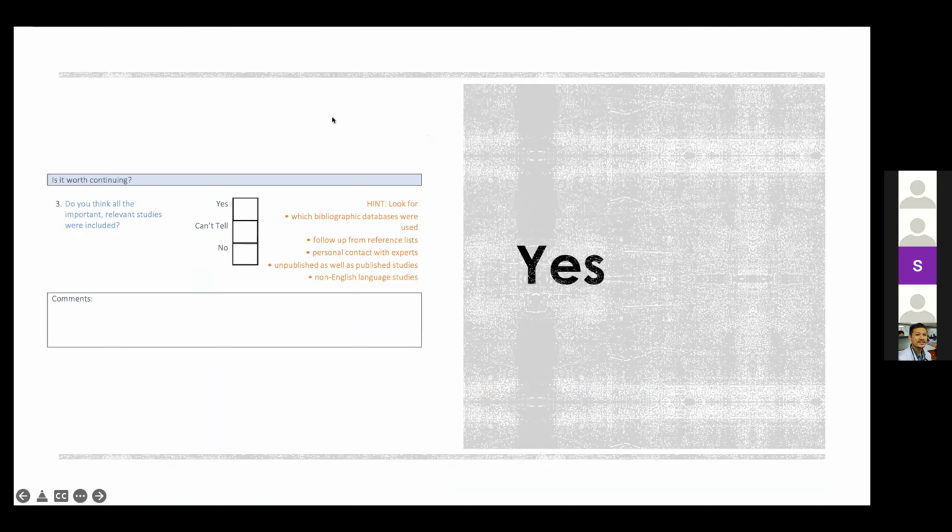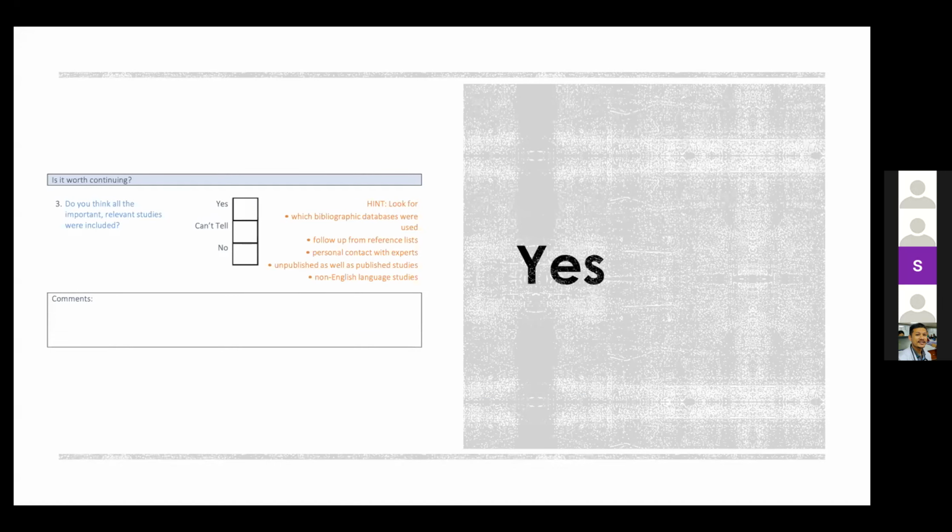I think you are correct. They certainly went for the right sorts of papers and they made some efforts to find all of the important studies, but with the suggestions on the checklist there, do you think that they ticked every single one of those bullet points? So they certainly looked in bibliographic databases, but what about the rest?